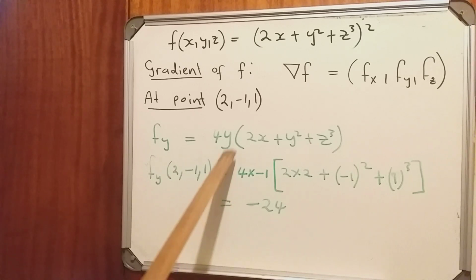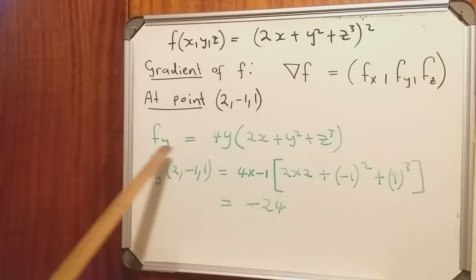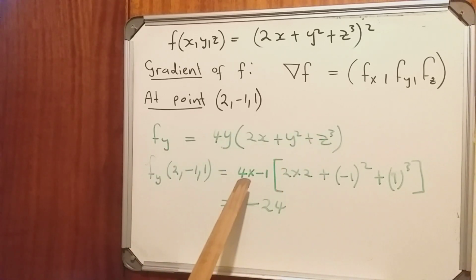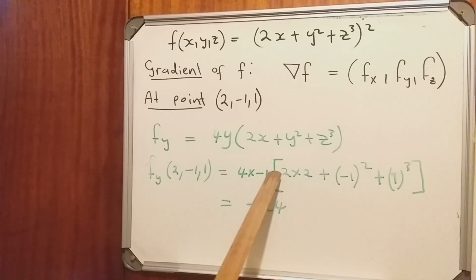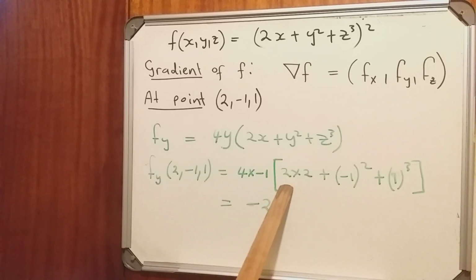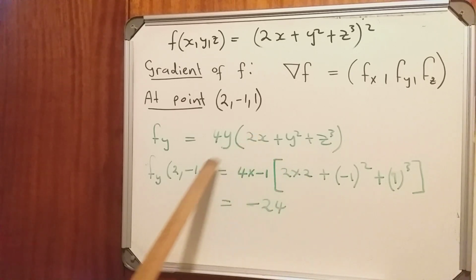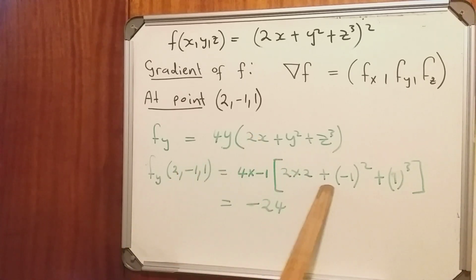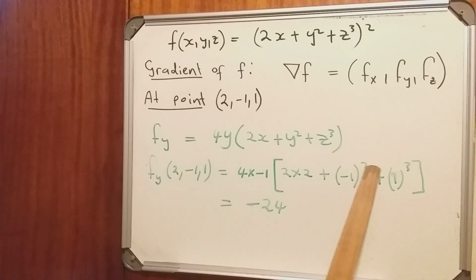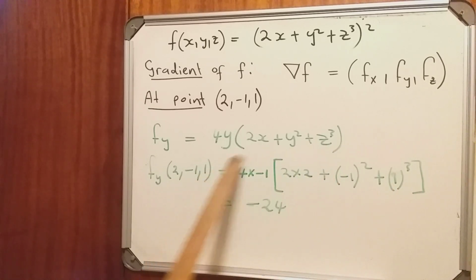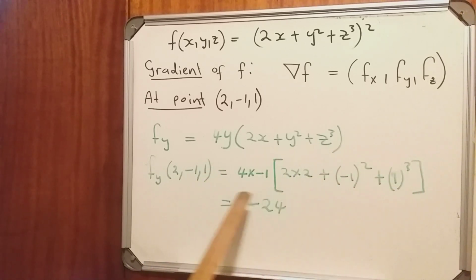So it equals 4 times y. We already calculated this partial derivative. So 4 times negative 1, multiplied by 2 times x, plus y squared, which is negative 1 squared, plus z, which is 1 cubed. So punching everything in your calculator, it gives you negative 24.